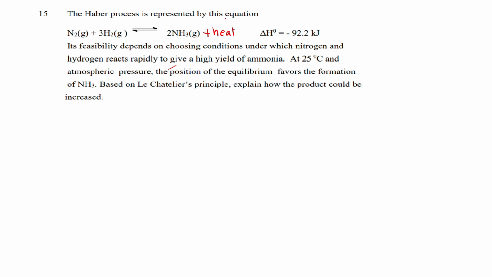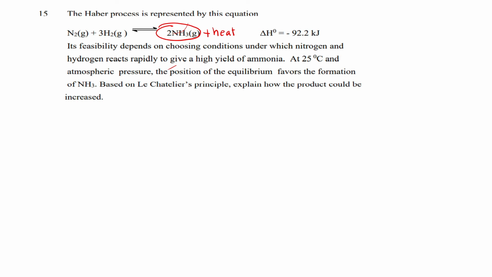So its feasibility depends on choosing conditions under which nitrogen and hydrogen react rapidly to give a high yield of ammonia. At 25 degrees Celsius and atmospheric pressure, the position of equilibrium favors formation of ammonia. Based on Le Chatelier's principle, explain how the product could be increased. So kalau kita nak product more, jadi kita akan shift to the right, because we want to produce more product. More product is at the right hand side. So we want all the process menghasilkan lebih banyak apa? Lebih banyak ammonia. Okay, shift to the right.